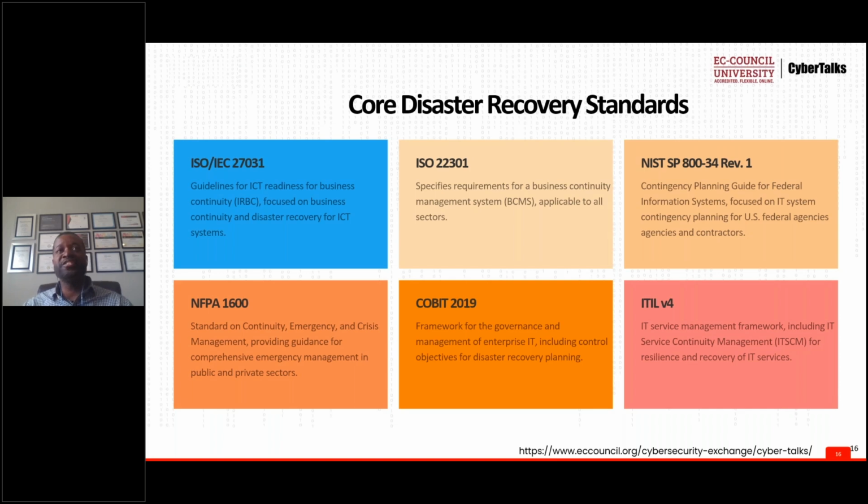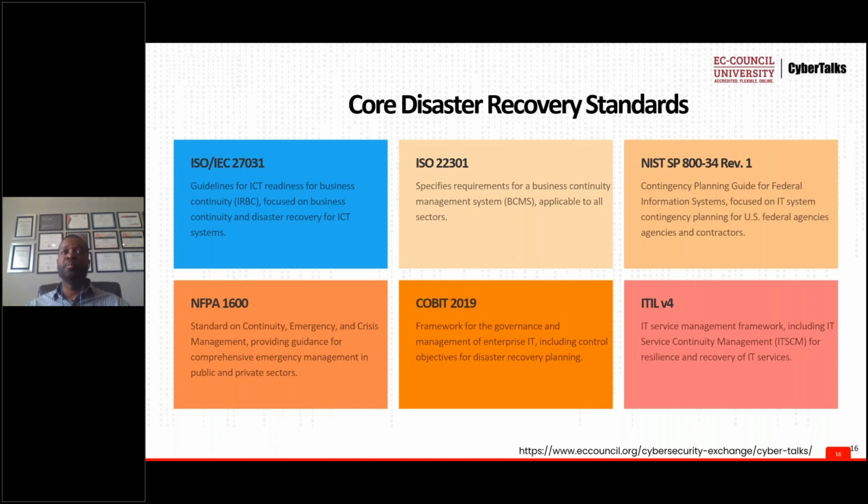The first is ISO IEC 27031. Now, this standard focuses specifically on information and communication technology, which is a readiness standard for business continuity. Now, this standard ensures that your systems, not just the data, are built to recover effectively.